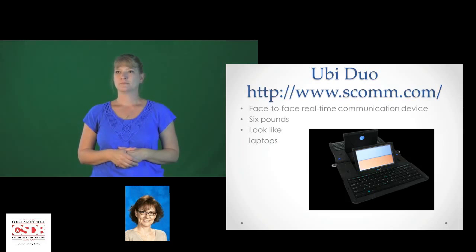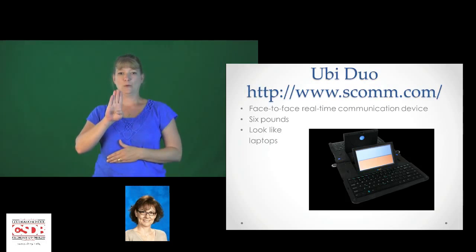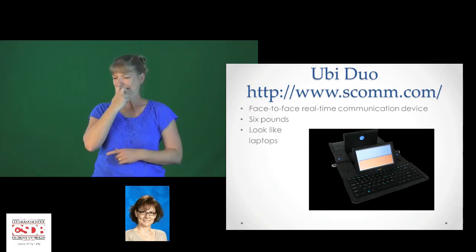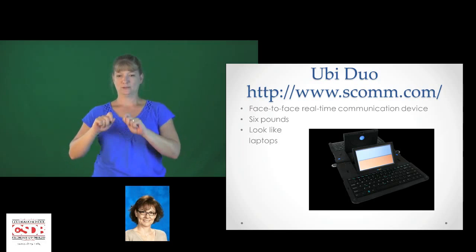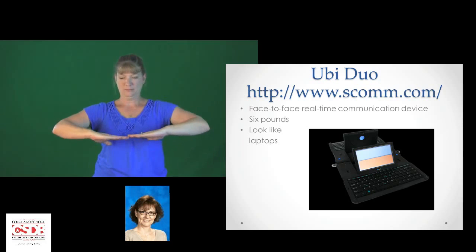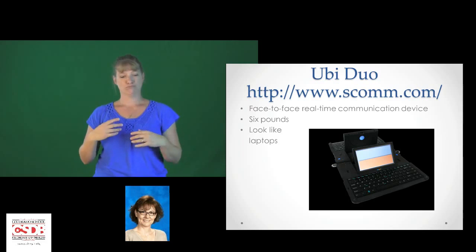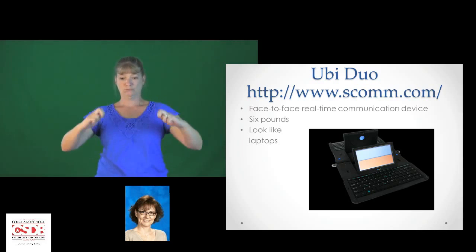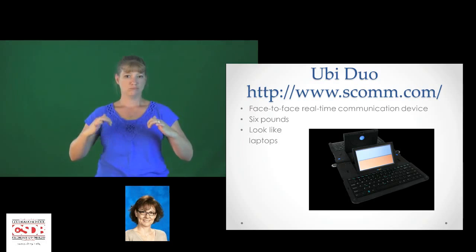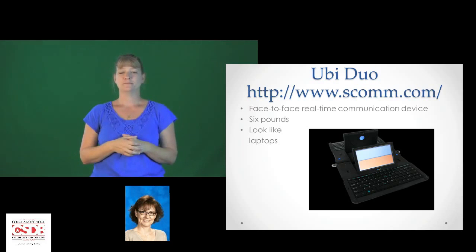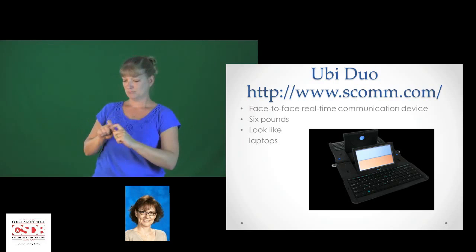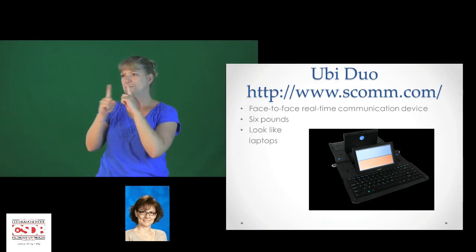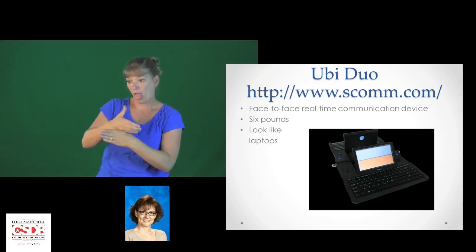And this device, the Ubiduo, I believe that's how it's pronounced, it's two keyboards with two small screens. You place them back to back, and then the two people who want to have a conversation sit facing each other and type in what they'd like to say to the other person, and it will show up on the screen as text, and it shows up real time. So it's just like having a conversation, and you can even interrupt each other.